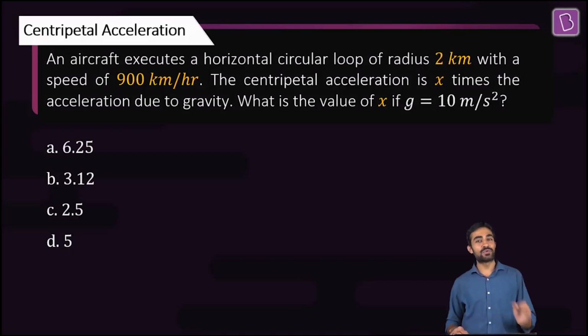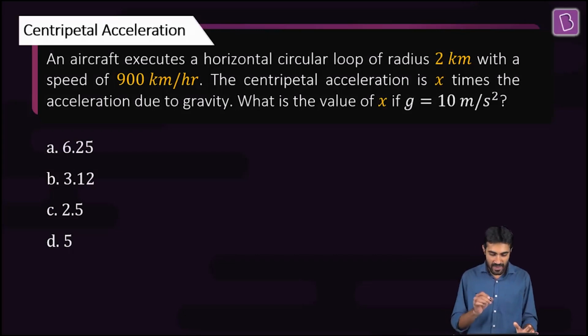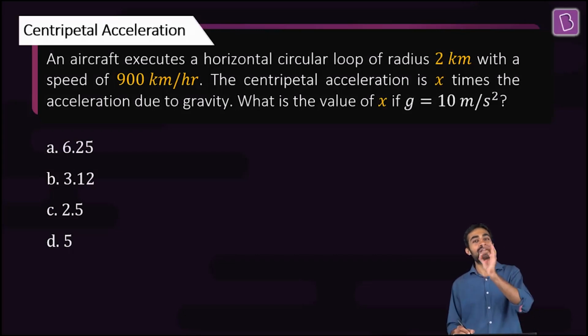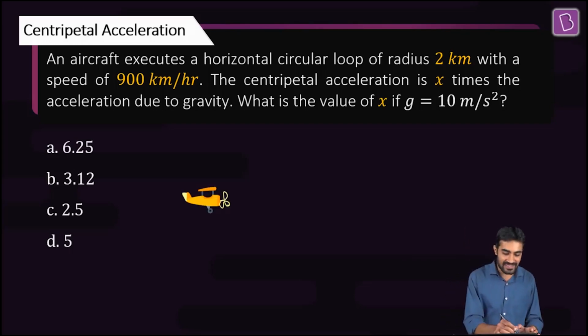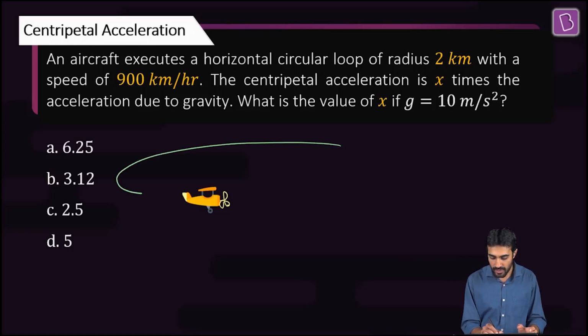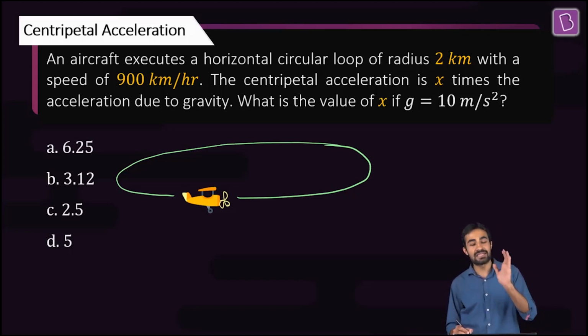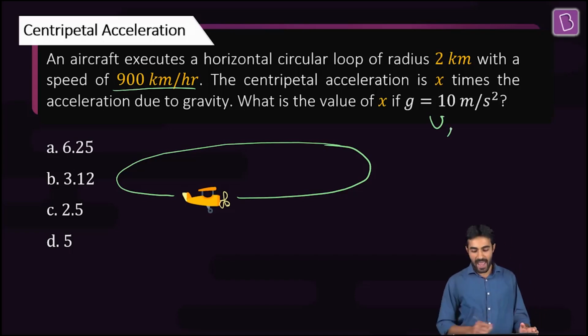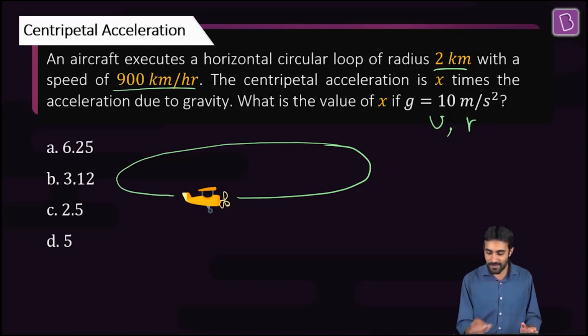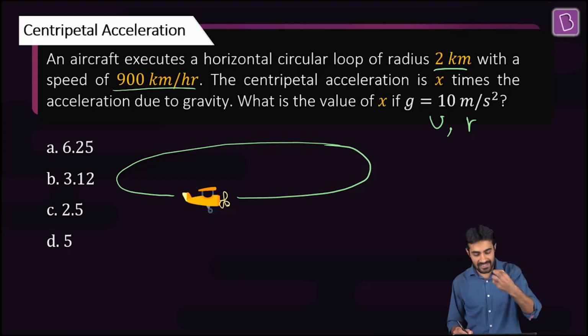An aircraft executes a horizontal circular loop of radius 2 kilometers with a speed of 900 kilometers per hour. So here is our aircraft and it is executing a horizontal circular loop, and the speed of this aircraft is already given. It is 900 kilometers per hour. So V is known and radius is also known. It is 2 kilometers.